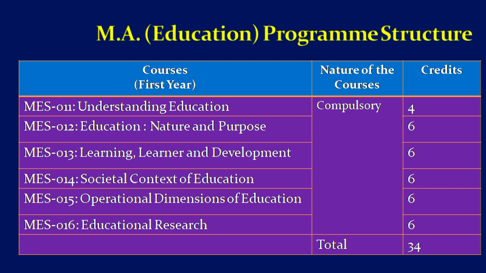If I go through it broadly, these are the courses that you have to study in the first year. The total credit is 34, comprising 6 different courses. MES 011 Understanding Education is a 4 credit course. MES 012 Education Nature and Purpose, which is included in Group B, the core courses, is a 6 credit course. Then MES 013, Learning, Learner and Development, is also a 6 credit course. MES 014 Societal Context of Education is also a 6 credit course. MES 015 Operational Dimensions of Education is also a 6 credit course. And MES 016, Educational Research, is also a 6 credit course. If I include all these courses, that is 34. So friends, be sure that you have to study these 6 different courses in the first year of your program.